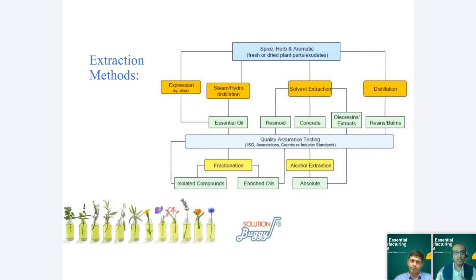First of all, what makes essential oil different from normal oils? Normal oils can be cold or heat extruded because they can easily be collected, but essential oils come in very small portions, and require a specific solvent or water to be extracted and then separated. This includes essential oils, resinoids, concretes, oleoresin extracts, and resins. All of these are considered essential oil. There are also some isolated compounds and enriched oils, which are also considered essential oils. They can be extracted from spices, herbs, and aromatic materials like flowers.